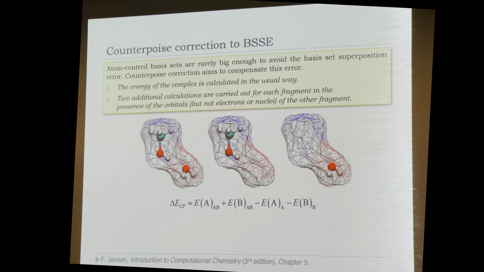Likewise for water. And so we've got this counterpoise correction, which is the energy of A in the basis set that includes both, plus the energy of B in the basis set that includes both, and then minus the energy of them individually in their individual basis sets. And so we would be able to find out what this delta E is.